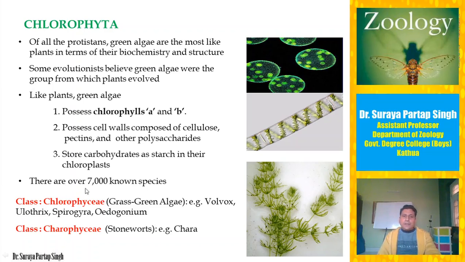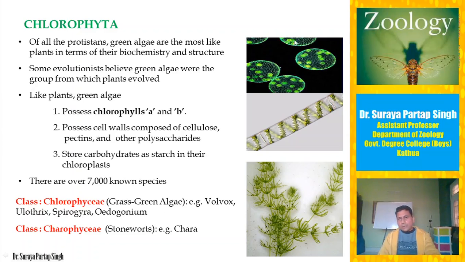When it comes to number of species, there are about 7,000 species known to scientists, and it has 2 classes. First class is Chlorophyceae. These are known as the grass green algae, and examples are Volvox, Ulothrix, Spirogyra, Oedogonium.